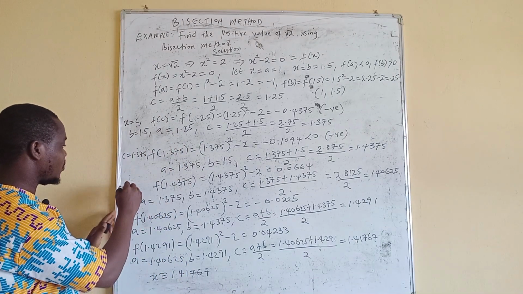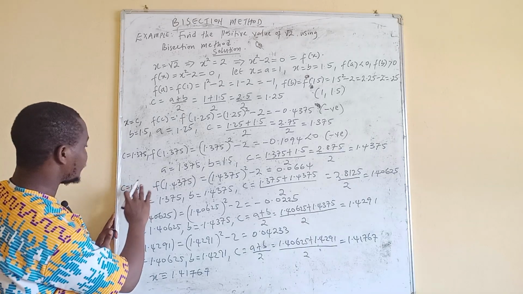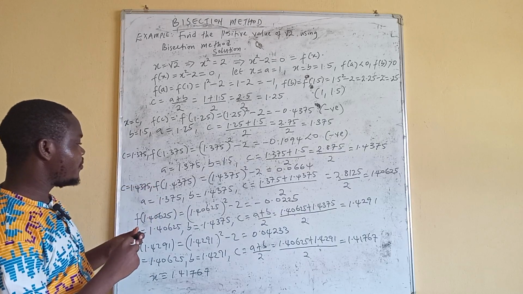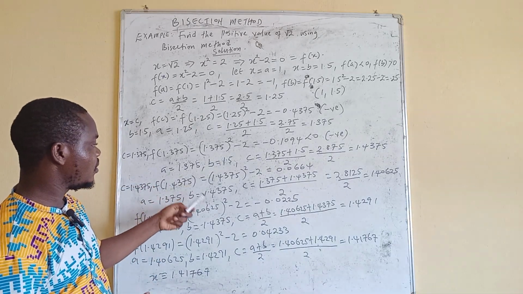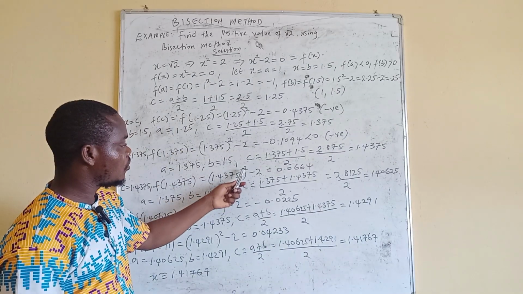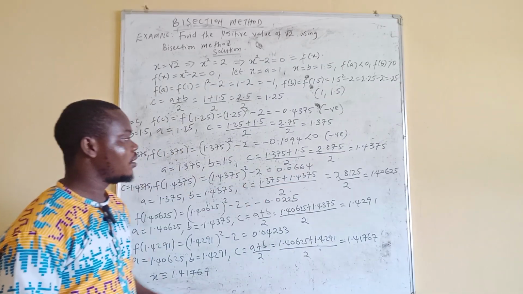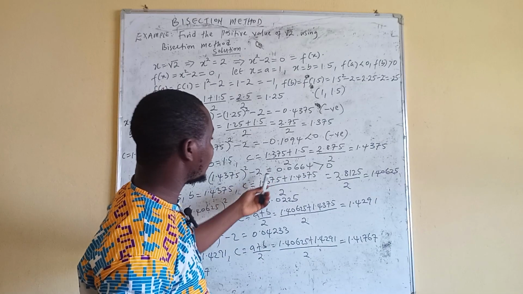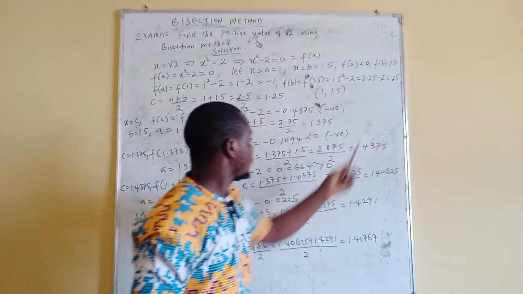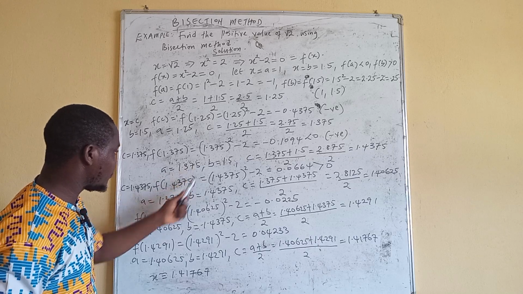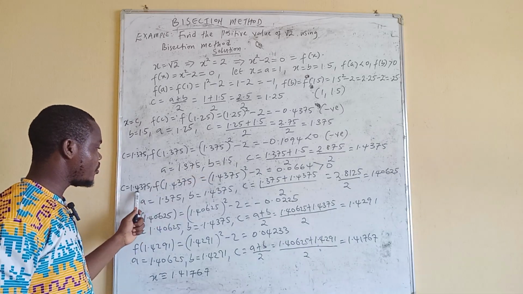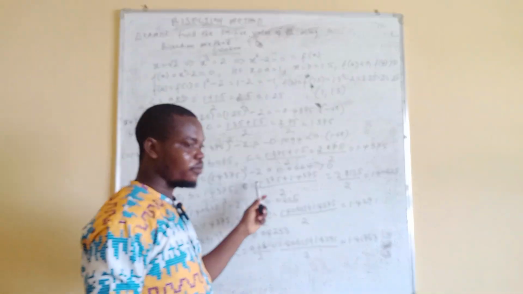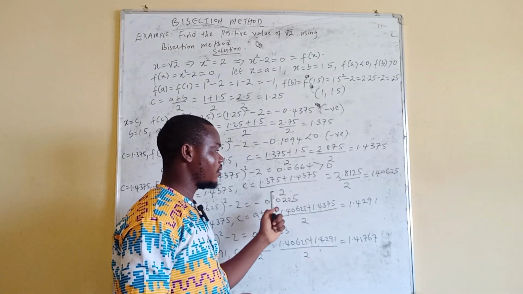Our new c now is 1.4375. Now f of 1.4375, you're going to be replacing x by 1.4375, all squared minus 2, gives us 0.0664. Now you observe it's greater than 0. So since it's greater than 0, we now replace the value of b with c. So a still remains 1.375. The new b will change from 1.5 to 1.4375. So our new c will now be 1.375 plus 1.4375 divided by 2.